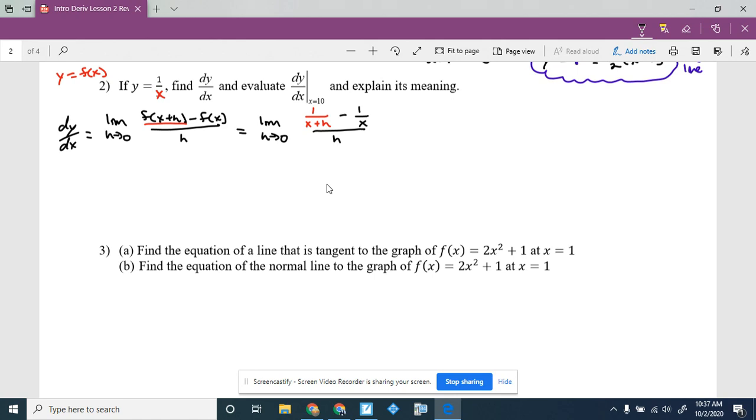I'm going to get 1 over x minus 1 over x. That's 0. On the bottom I get 0. Indeterminate form. What do I do? I have fractions. There's a whole bunch of different ways to do this. You can multiply by x times x plus h if you want. That's a solid way to do it.